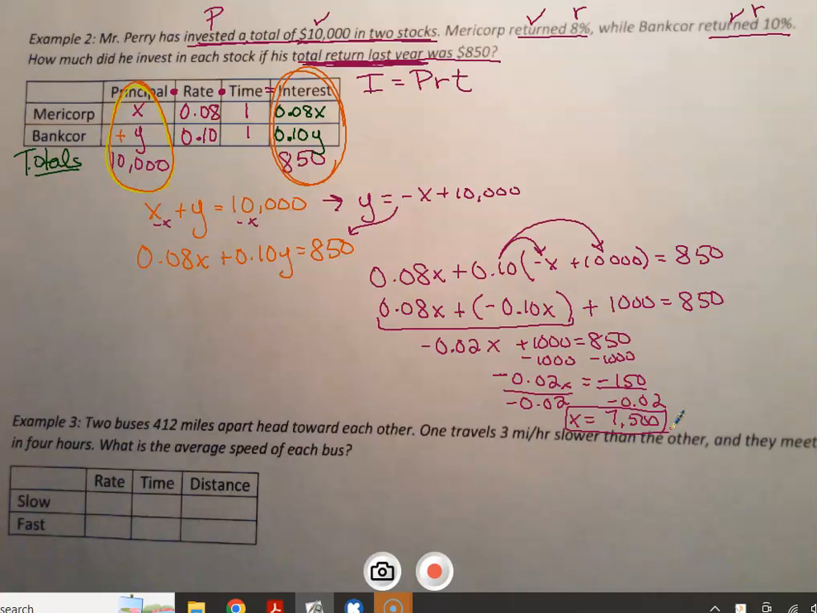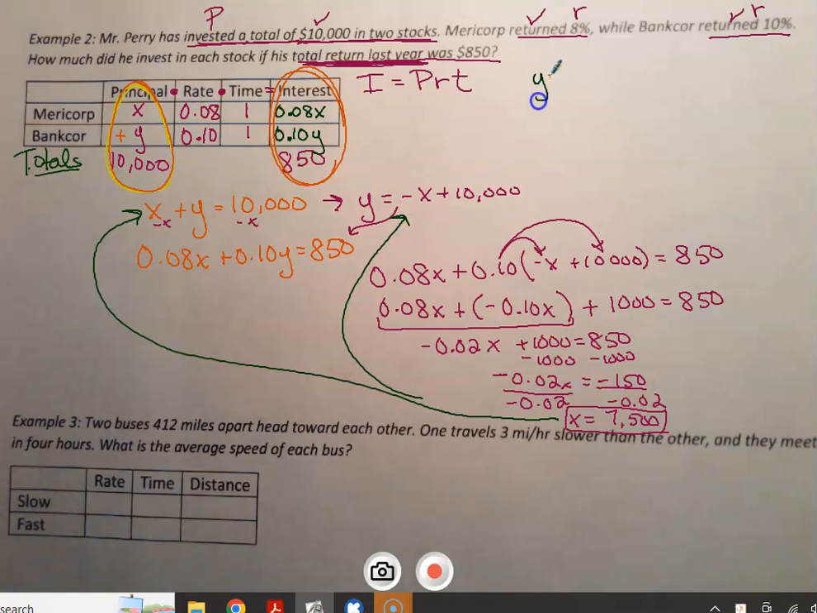So we used substitution that time. And now we can sub that one into one of the other ones to get y. So let's put it into this first one. Or you could put it into this one. Doesn't really matter. So y equals negative 7,500 plus 10,000. So y equals positive 2,500.